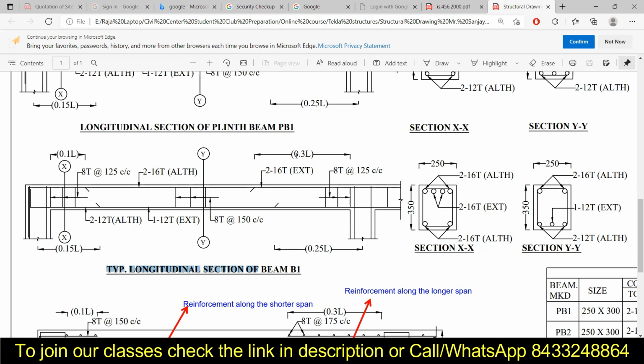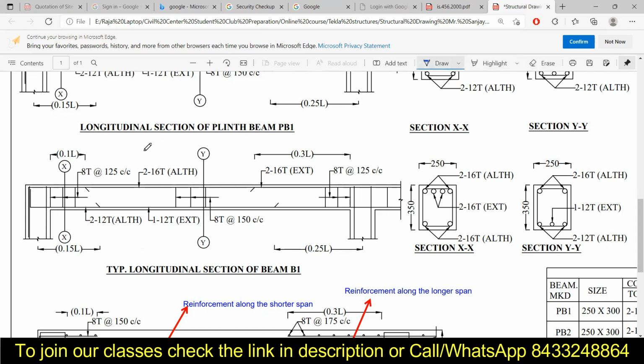Now in the center, that means at the middle portion of the beam, we provide the extra reinforcement at the bottom. For that we provide the length of 0.15 L if it is a discontinuous beam, and if it is a continuous beam we measure the length of 0.25 L. Now the extra reinforcement will be provided in the middle of these two. So we can just draw a line like this. This extra reinforcement will be provided for this length. That is how we have to provide the extra reinforcement.